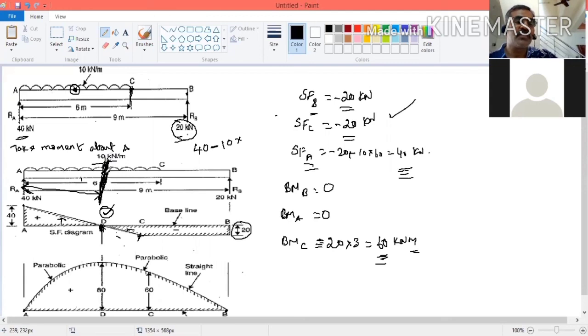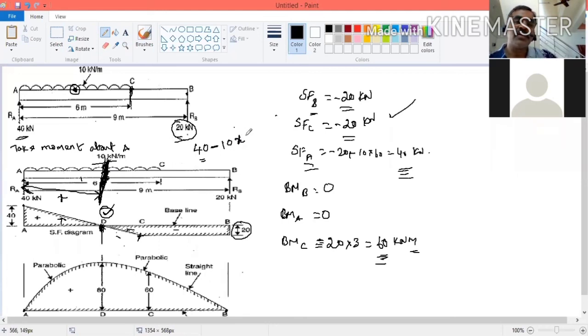So you have to consider only the left side to this point, or the right side to this point. Here we are considering the left side. I am taking this distance as x. This distance we don't know, but we know at this point the shear force is equal to 0. So considering the left side, 40 is the reaction upward, so positive. This force is 10 into distance x, so 10x is the force.